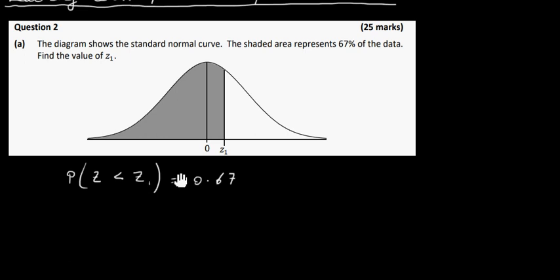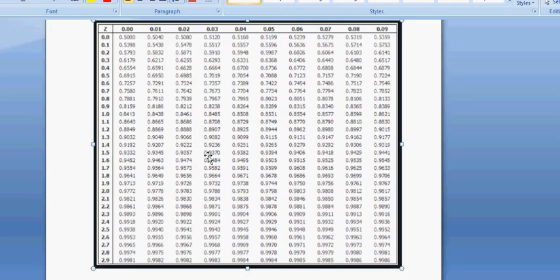So what we've got to do here is just look up 0.67 in our tables. So I have these tables here, and if we look for 0.67 in this part of the table here, we'll find it here, 0.6700. And if we look across, we can read off the Z value. Here it's 0.4, and here it's 0.04. So our Z value then is just simply 0.44.